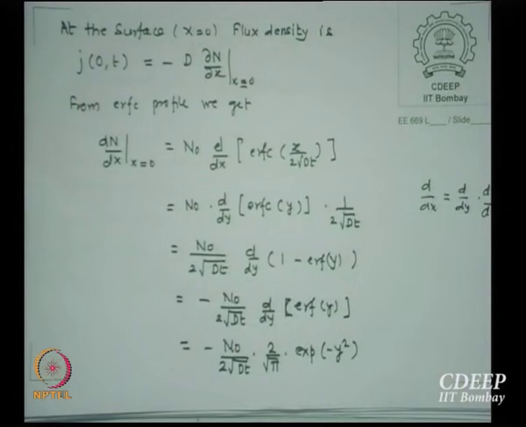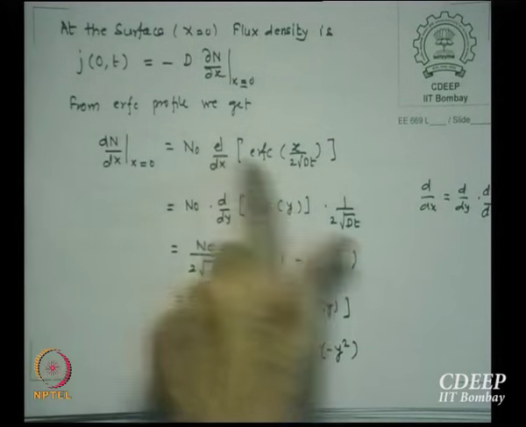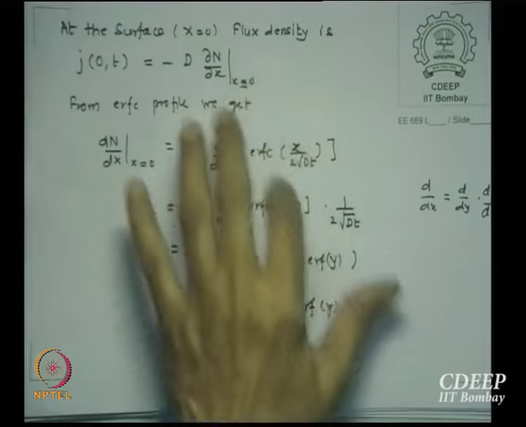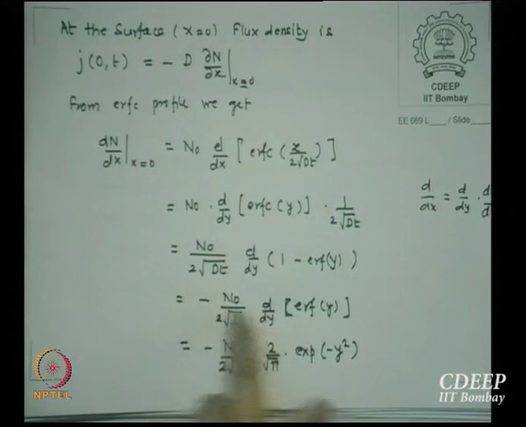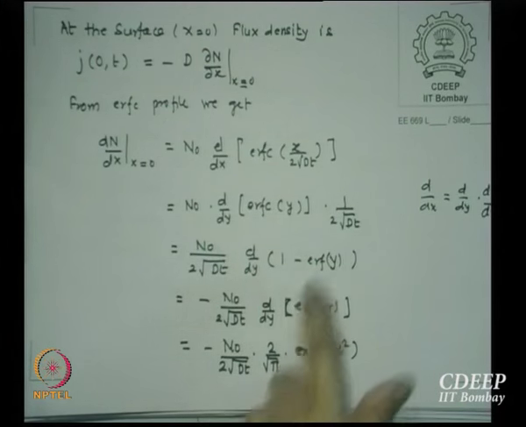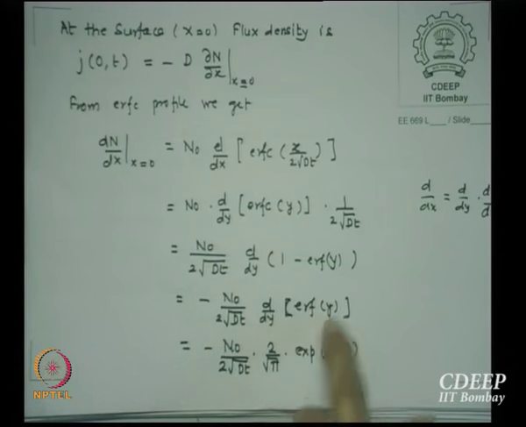I use n is equal to n0 times complement error function x by 2 root Dt. Try to rewrite that dn by dx by differentiating this. Replace x by 2 root Dt times y, and therefore the dy by dx term appears, and when I expand the complementary to 1 minus error function, I differentiate that. So, one differential goes to 0, but the other one is minus d by dy of error function y, but I know the differential of error function y is 2 upon root pi exponential minus y square. This is from the error function theory.